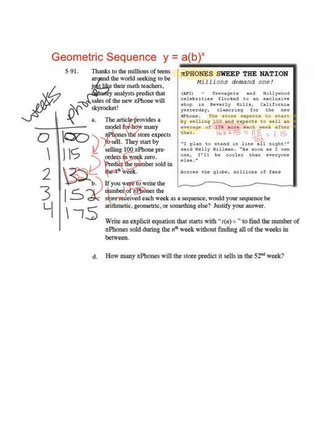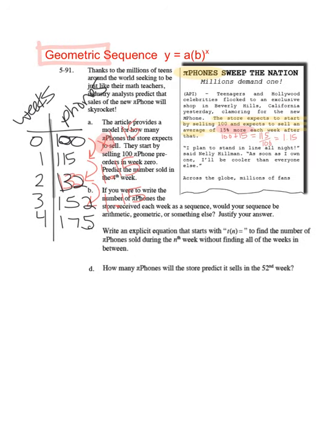Because the pattern here is to multiply, anytime you see a pattern that's multiplying, we call that geometric. It's not arithmetic, it's not linear, and it's not adding. The way that we write this as an equation is y equals a times b to the x. The a is how much you start with, and b is that multiplier, or you could call it the rate.